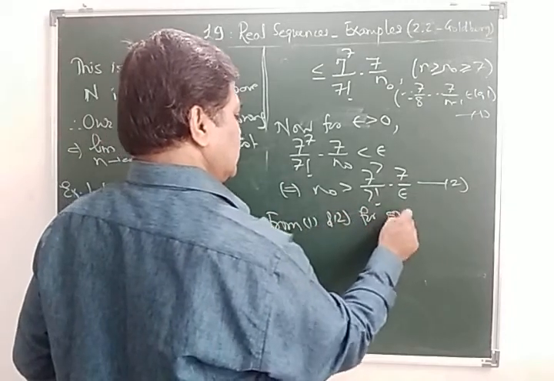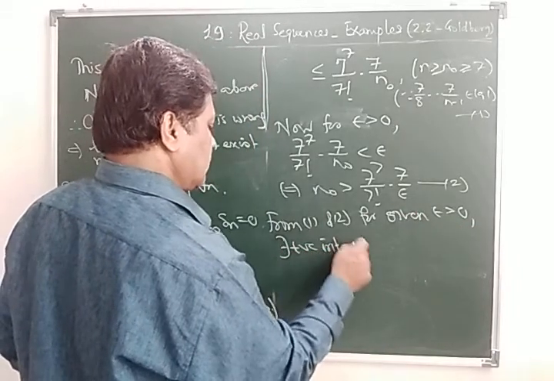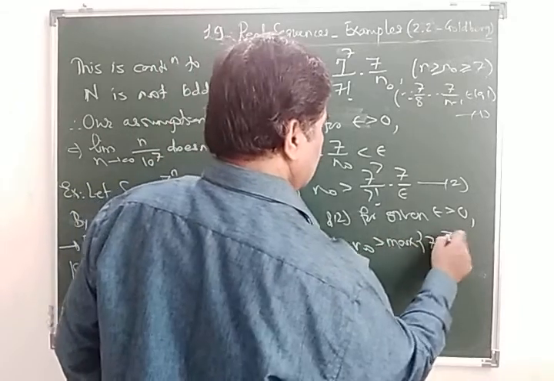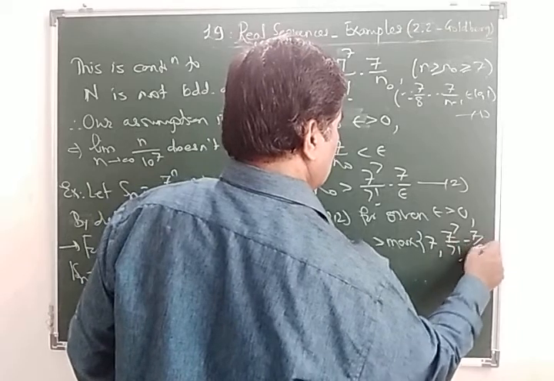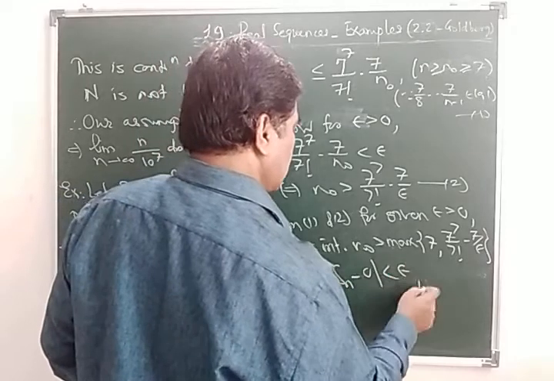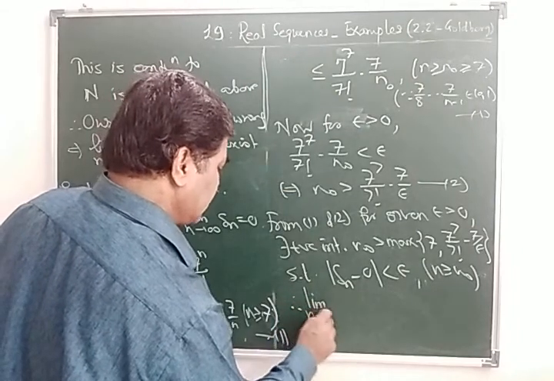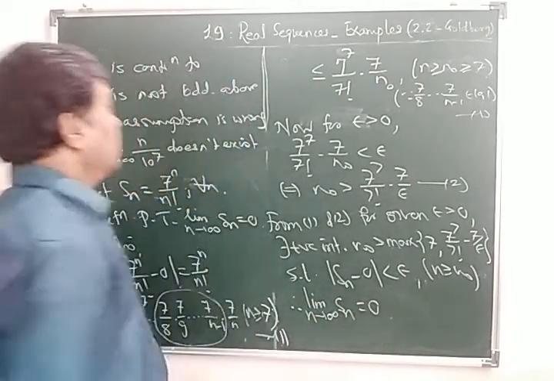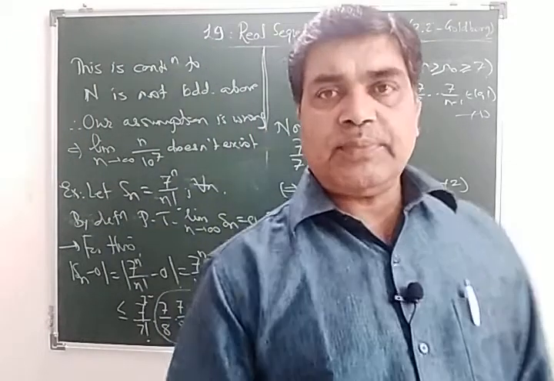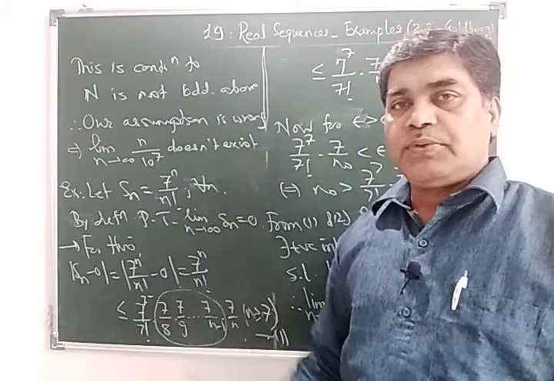for given epsilon greater than 0, there exists a positive integer n naught greater than the maximum of 7 and 7 raised to 7 upon 7 factorial into 7 upon epsilon such that mod of Sn minus 0 is less than epsilon for any n greater than or equal to n naught. And therefore, the limit as n tends to infinity of Sn is 0, where Sn is 7 raised to n upon n factorial. Instead of 7 raised to n upon n factorial, if I take 10 raised to n upon 10 factorial, you have to proceed along the same line to prove its limit is 0.